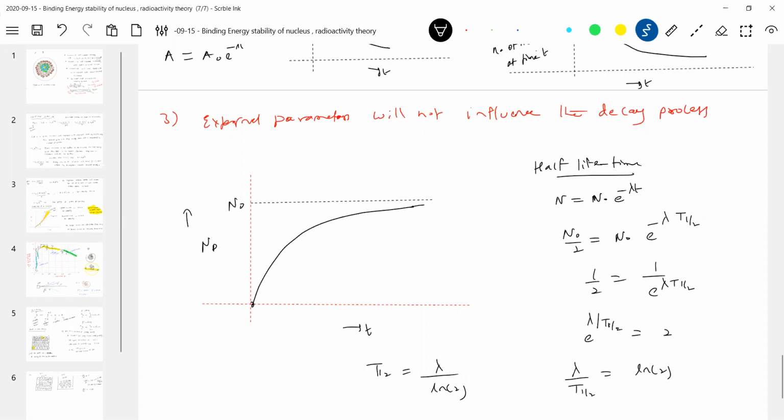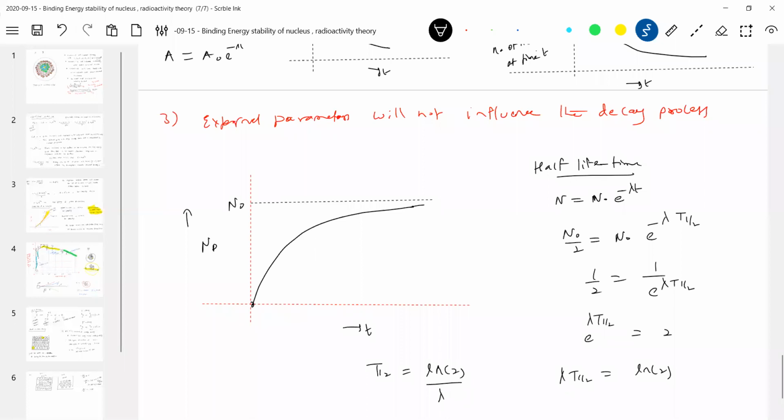Fourth step, sir. Okay, this one, the fourth one. e to the power of lambda t1/2 should be... Yeah, fine. This will be lambda t1/2 is equal to log 2, so t1/2 is log 2 by lambda.